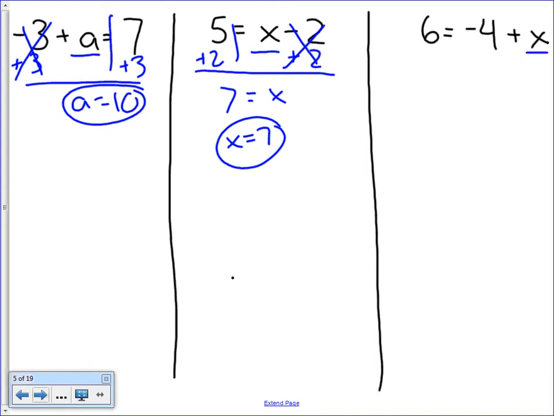This next one here, get the x by itself by adding 4 on both sides. These guys will cancel. I have an x on the right side, 10 on the left, x equals 10.